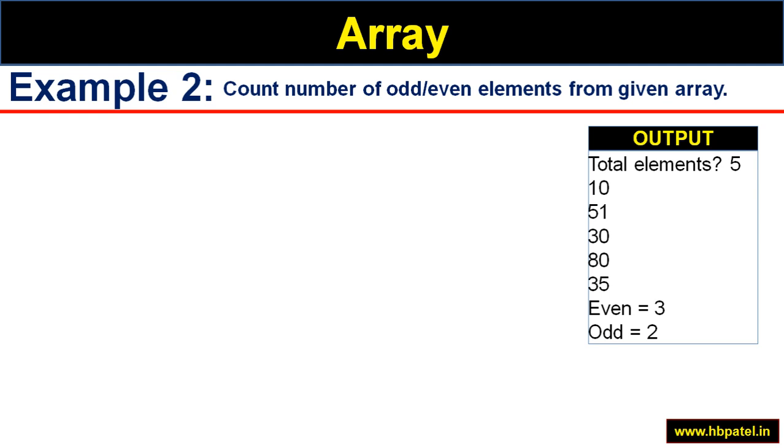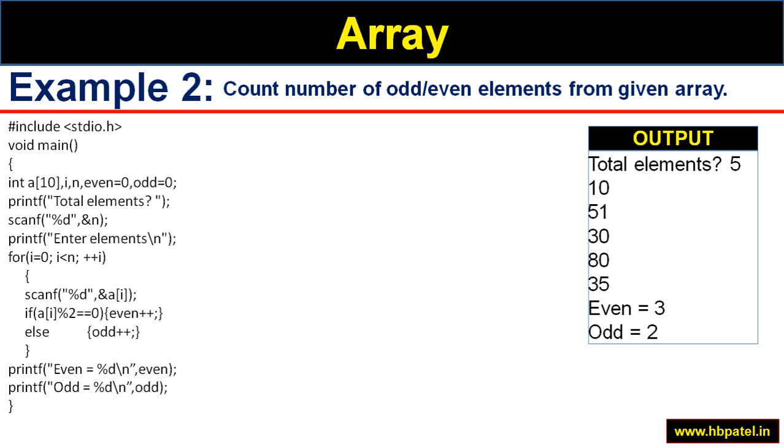Now again, this is a very simple program. We have declared one array A[10] and 2 counters, even counter and odd counter, which are initialized to 0. Now first we ask the user to enter the total number of elements, so it is 5, and then I am repeating this loop 0 to n.